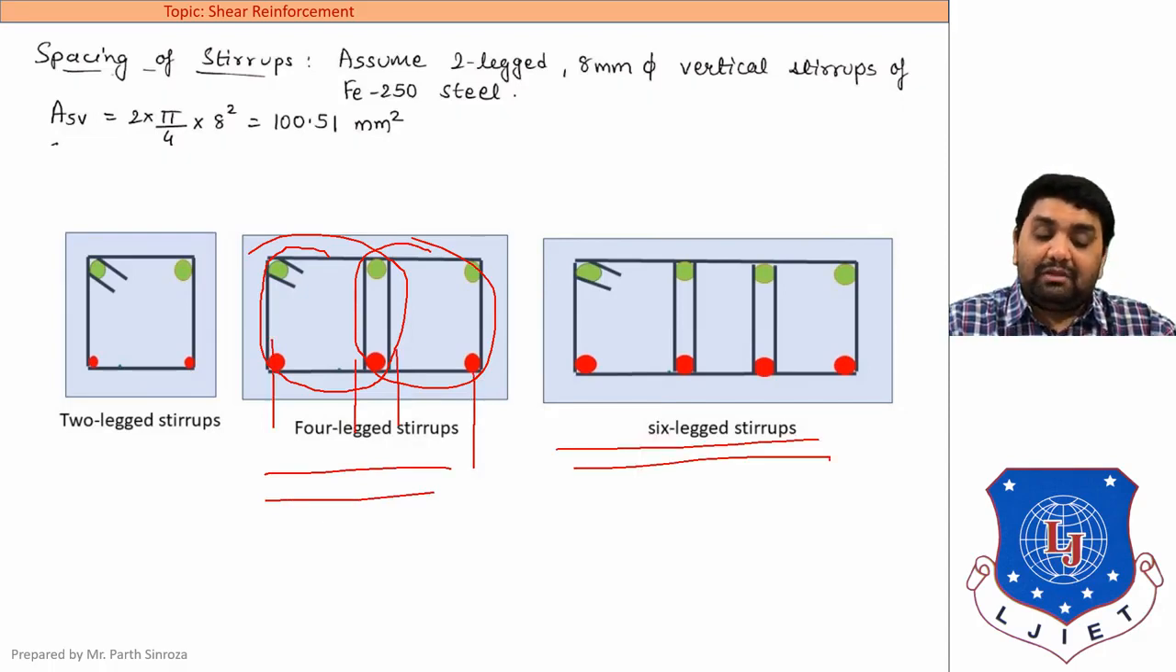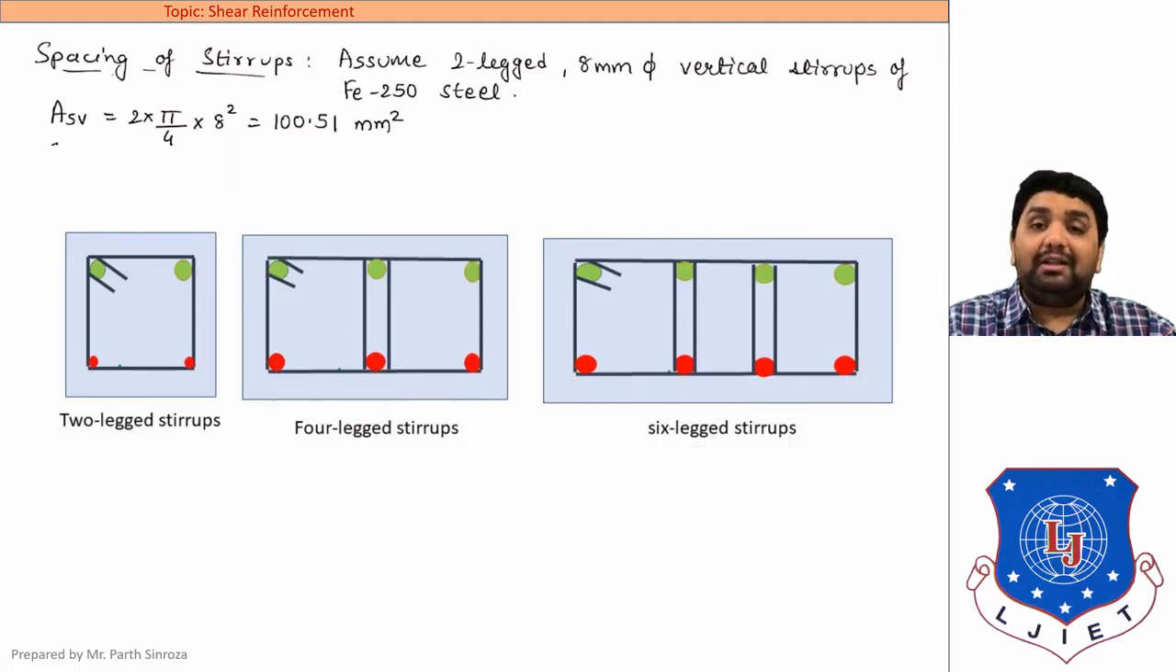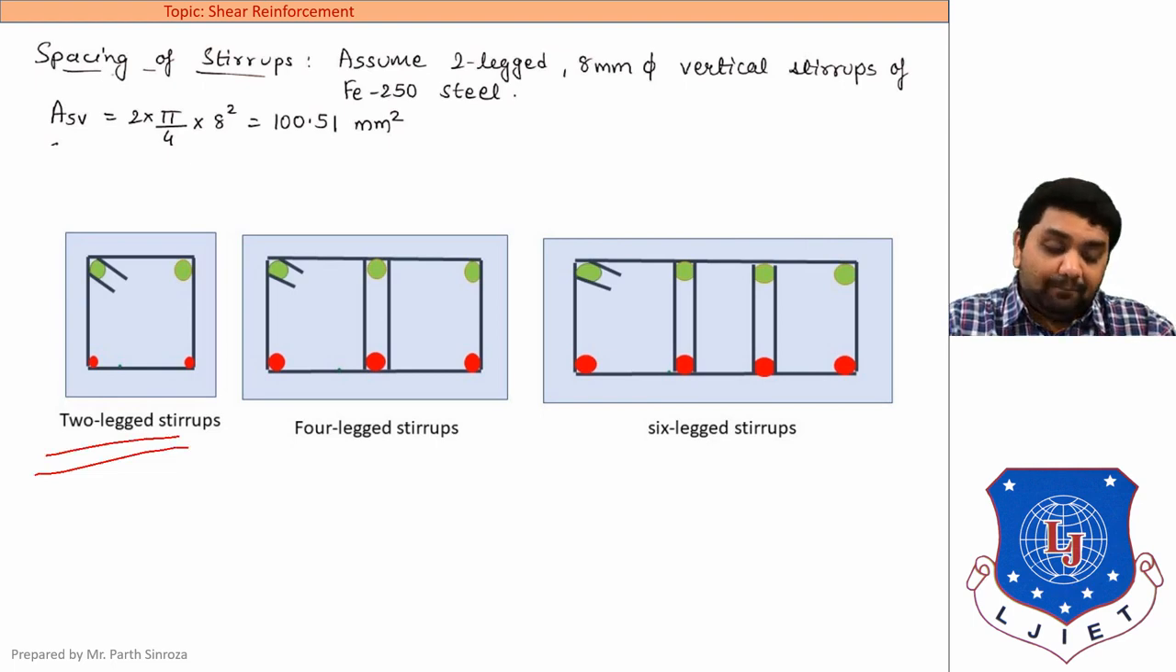In the same way, here 3 loops are mentioned: first, second and third. 3 loops, each carrying 2 legs, so it is a 6-legged stirrup. So this is how they are named: 2-legged, 4-legged and 6-legged. Generally in beams we always will be using these 2-legged stirrups. These are called hooks. Hook design is not included in our syllabus, but for your reference keep in mind they are always provided at 135 degrees.